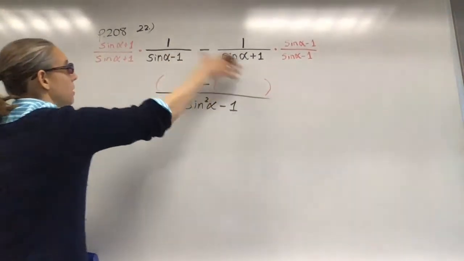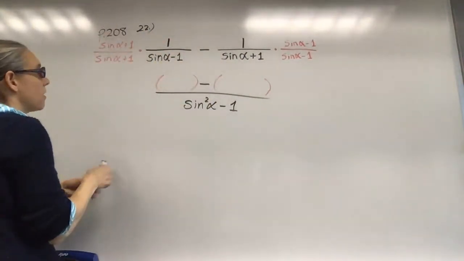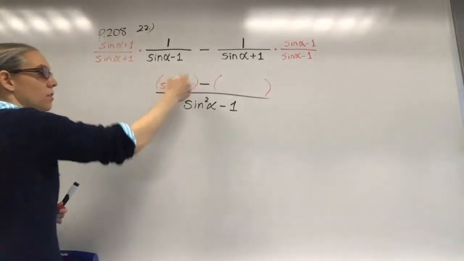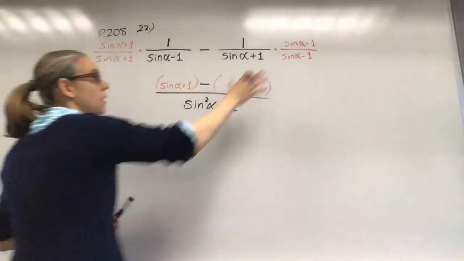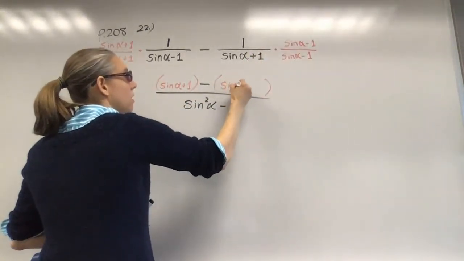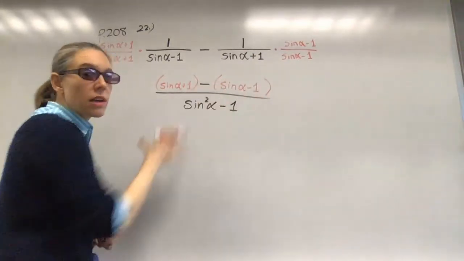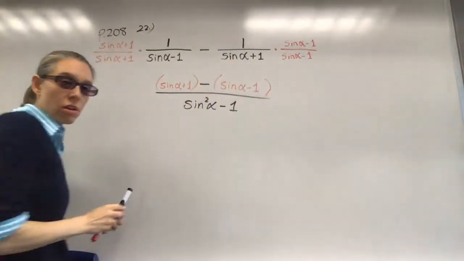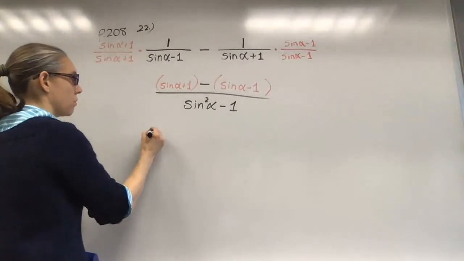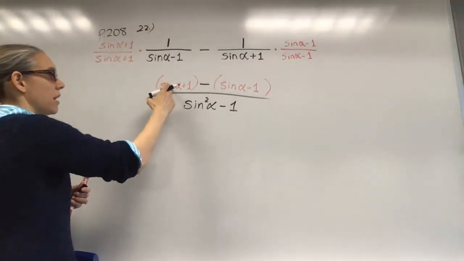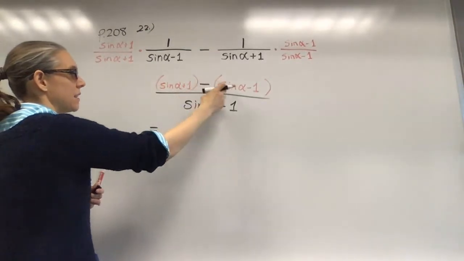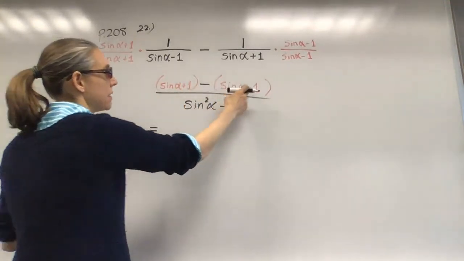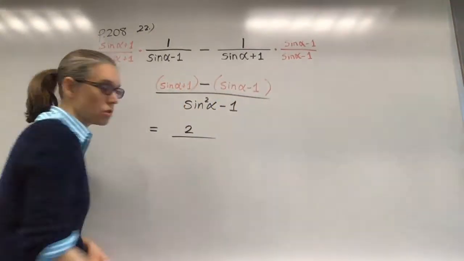Now for our 2 numerators, this numerator right here is sine alpha plus 1. And these parentheses are not required. I put them here for effect. And over here, sine alpha minus 1. These parentheses right here are doing something, right? This negative has to distribute across these terms. So for my numerator, I'm going to have sine alpha minus sine alpha, right? So that's going to go away. 1 minus negative 1 is 2.